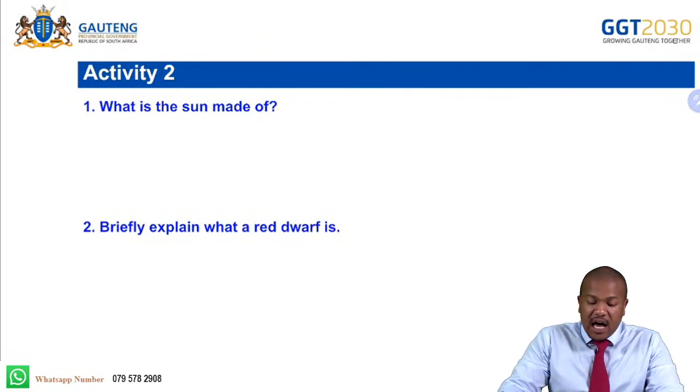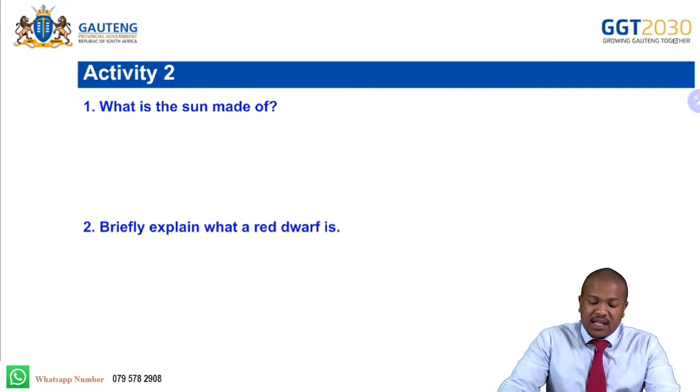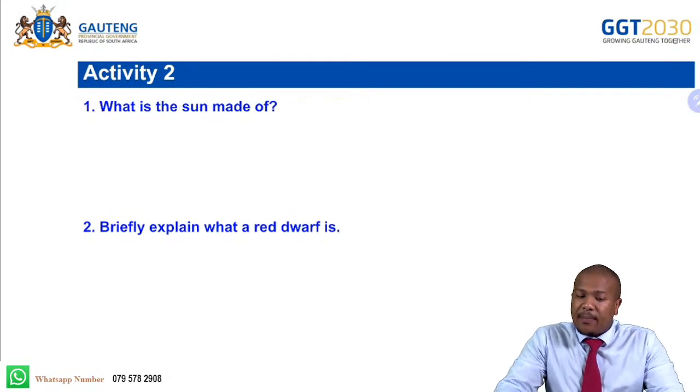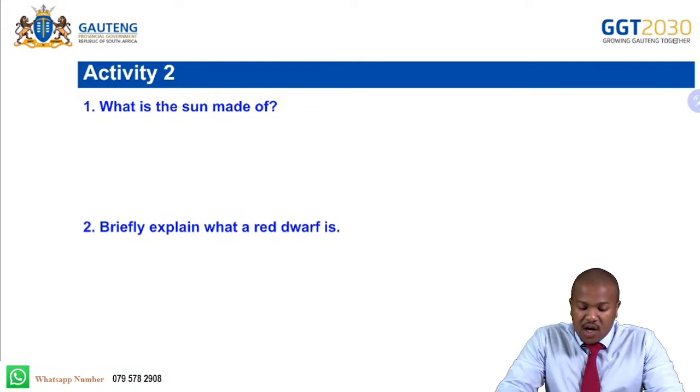Now, quickly, we have another activity, activity 2. It says, what is the sun made up of? And number 2 says, briefly explain what a red dwarf is. I would like to give you 4 minutes to complete this activity. Then we'll meet again after 4 minutes.